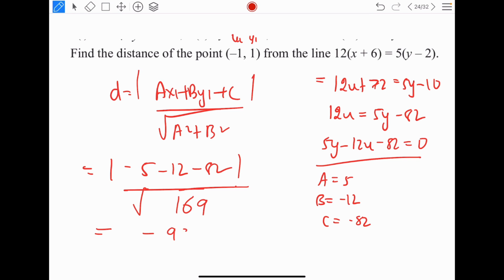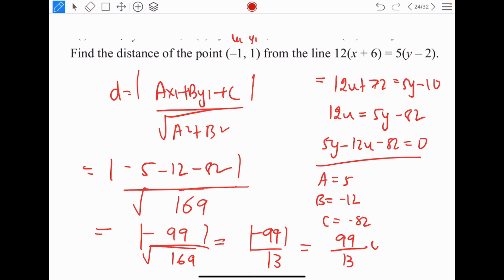Minus 99 upon under root 169. Root 169 is 13. Minus 99 by 13. Modulus, your distance has to be positive, so you take it as 99 by 13 units. Can we cut it? No, we cannot cancel it. That's your answer.